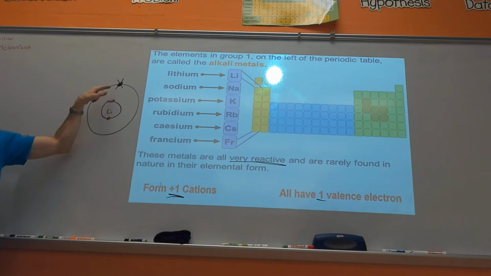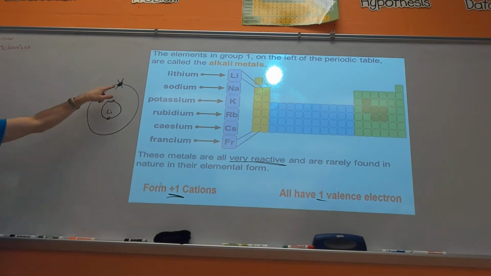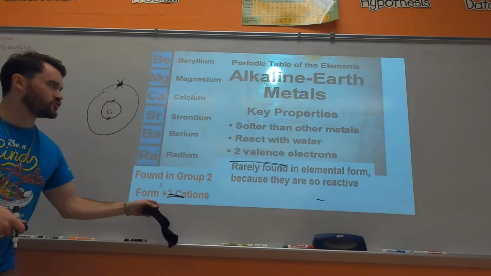So if I'm lithium, if I get rid of that electron, now it would have 2 electrons in that first energy level. It would have a full first energy level. Okay, that's why it wants to lose 1 electron and be a +1 cation. So 1 valence electron, +1 cation, those are connected to each other. And because it only needs to lose 1 electron, it's really reactive. It's really motivated to get rid of that electron. That's why it's reactive.